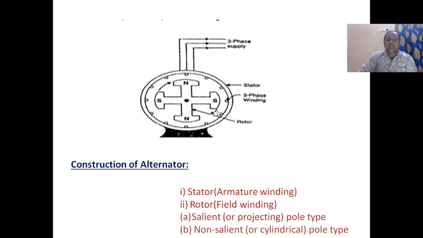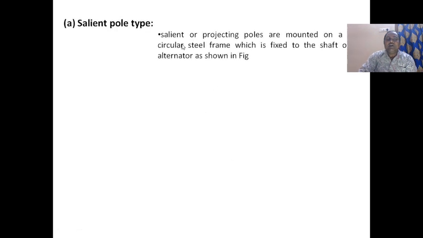The poles are salient or projecting pole type, and non-salient or cylindrical type. Two types of poles are there: one is a projecting pole, another one is non-salient, that is nothing but cylindrical. In the salient pole type, salient or projecting poles are mounted on a large circular steel frame which is fixed to the shaft of the alternator.